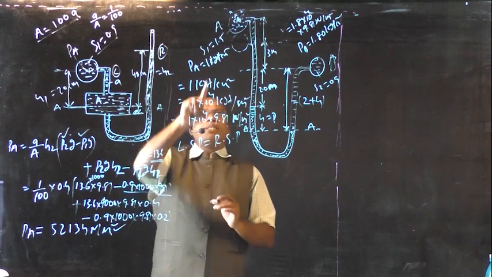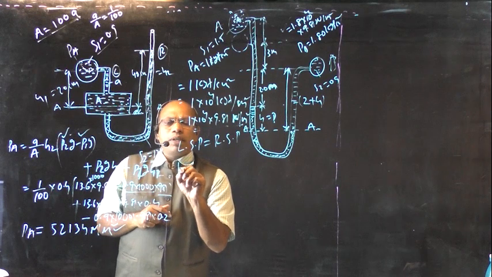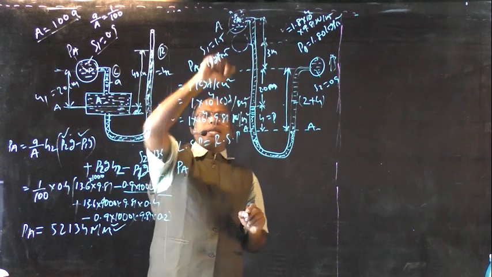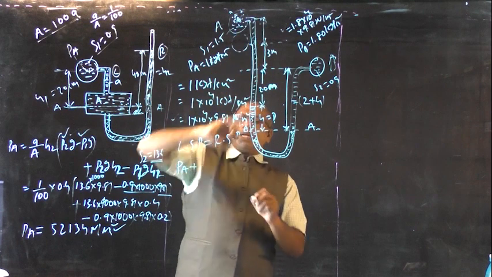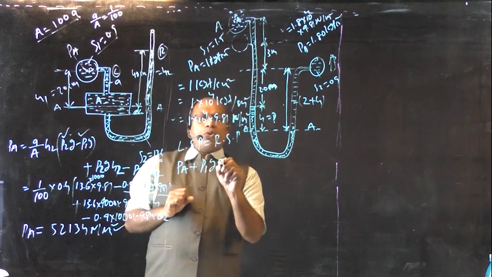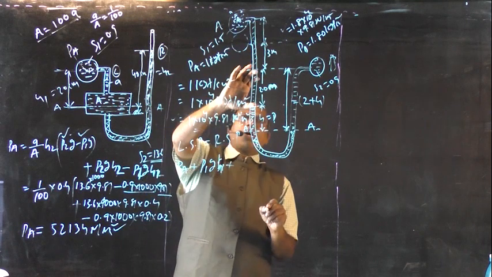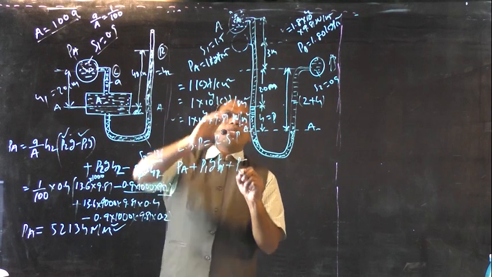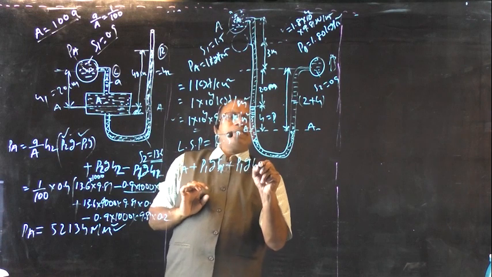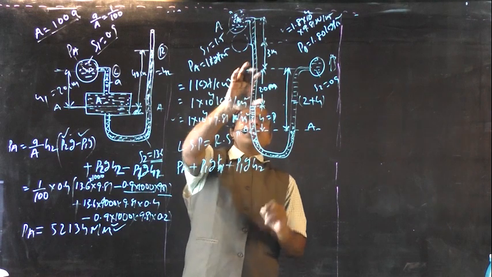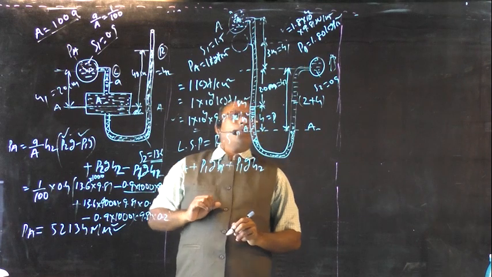Right, left side pressures, that is PA. PA is nothing but the pressure at point A, plus this is the one pressure, that is equal to rho 1 g H1, plus this is one more pressure. This is also the same liquid, rho 1 g H2. Say this is equal to H1, this is equal to H2. Right?